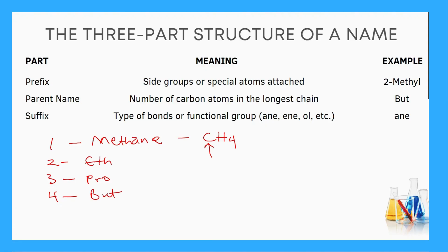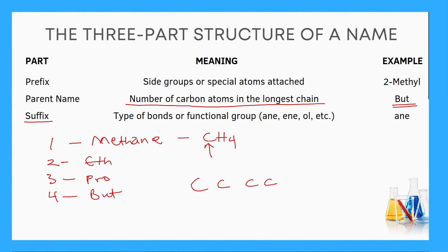So that's this example over here. When you see the parent name BUT, it tells you that there are 1, 2, 3, 4 carbon atoms present in that organic compound. That is why you have the meaning to be number of carbon atoms in the longest chain. That brings us to the next one, which is the suffix.